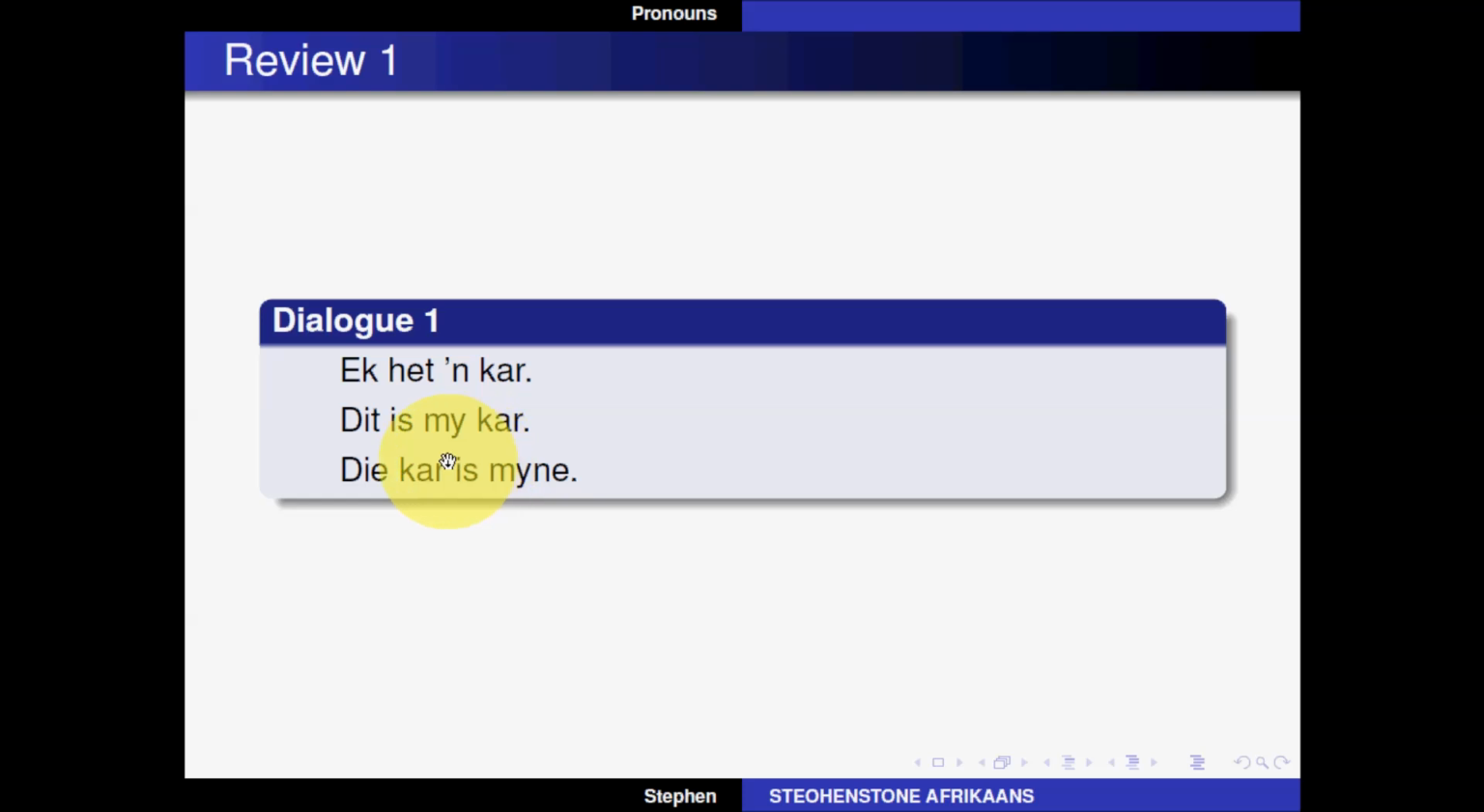So let's do that. Ek het 'n kar. Dit is my kar. Die kar is myne. So in the next dialogue, we're going to have the same types of sentences, but just change the pronouns.